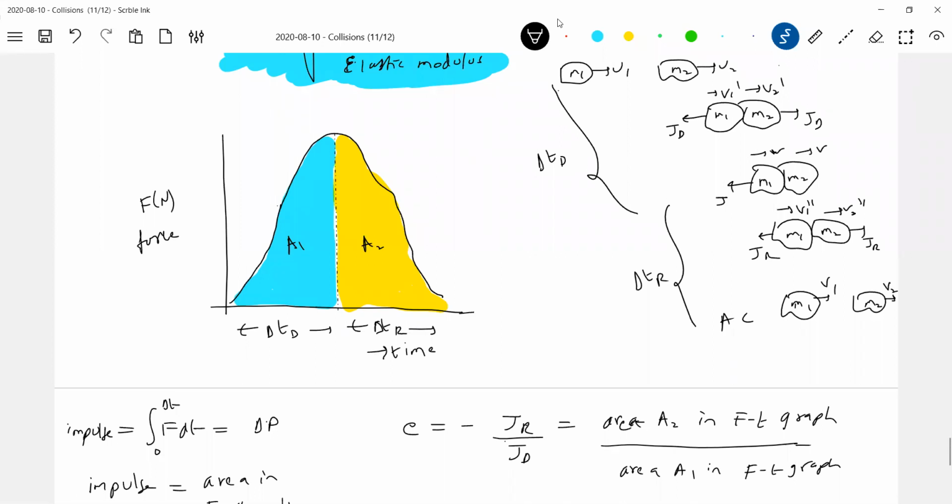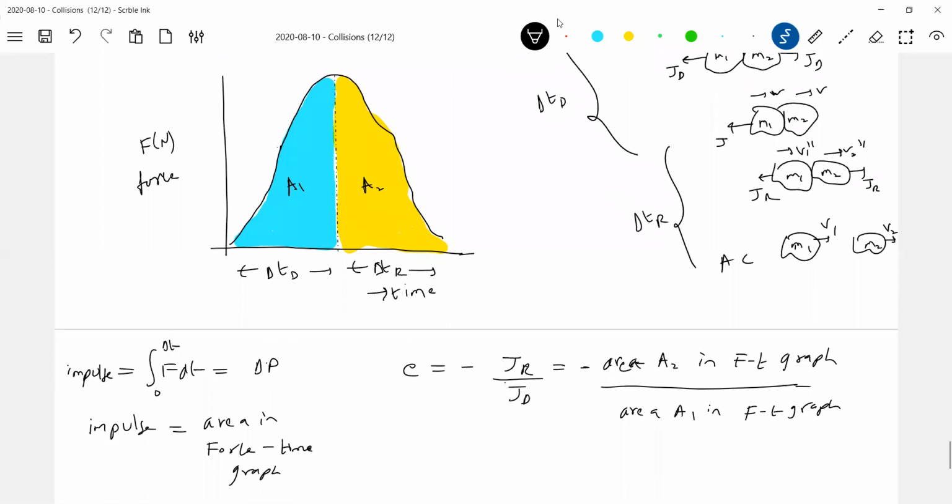The negative sign will get eliminated. JR will be negative when you calculate, so don't bother about that negative sign, because the negative sign will come when you calculate. Okay, now let's come to this one.